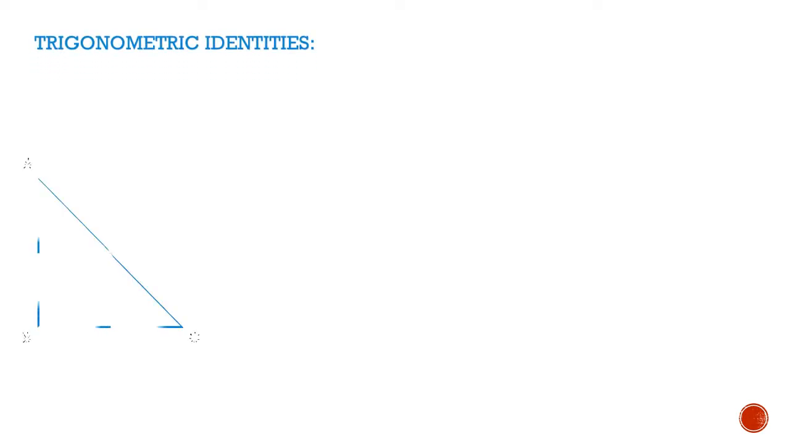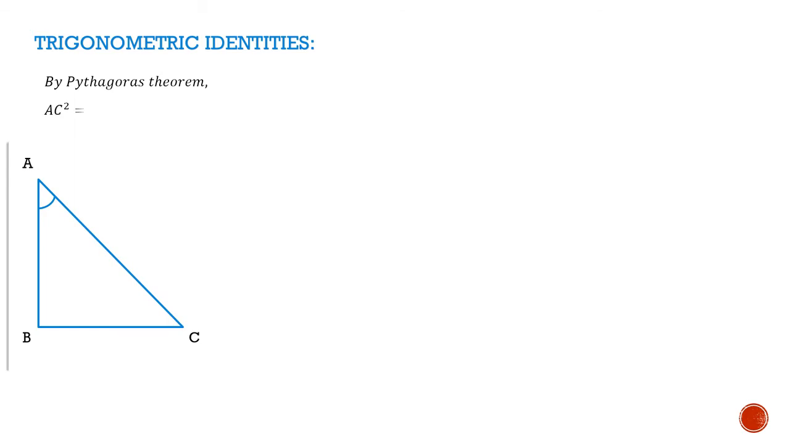Now before we start writing down the derivation of identities, let us first of all consider one triangle, right angle at B and angle A taken into consideration. So with the help of Pythagoras theorem, we can easily mention that AC square is equal to the sum of the square of the two sides. In this case, it is AB square and BC square. Okay, now let this be our equation number 1.